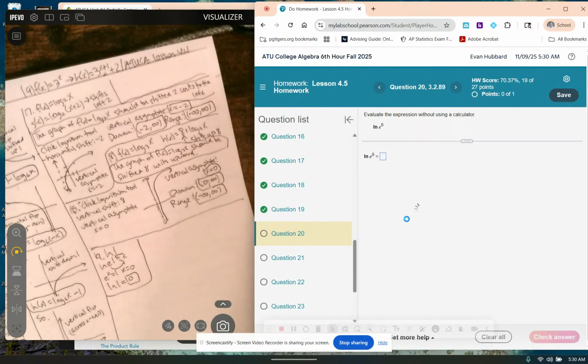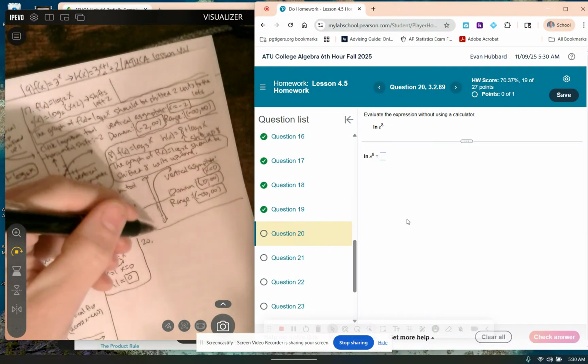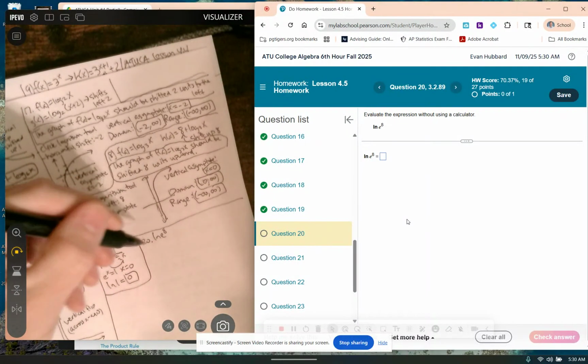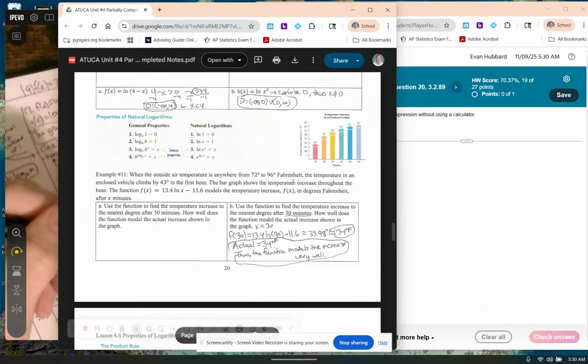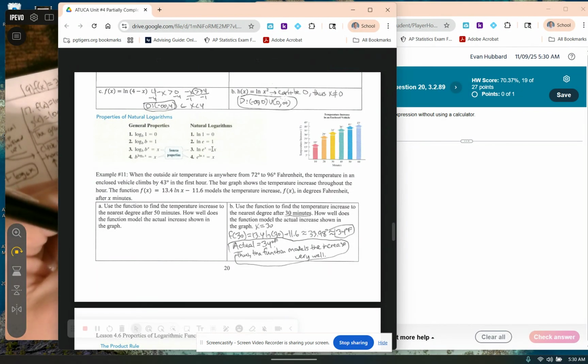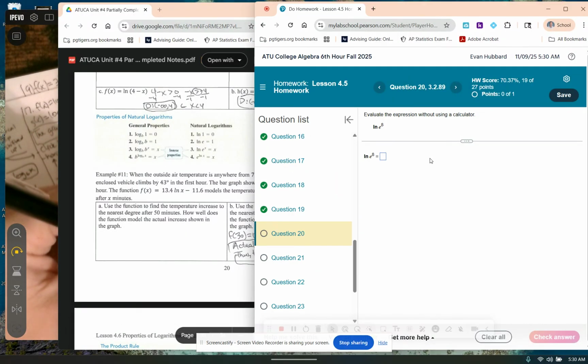All right, 20, we have ln e to the 8. Kind of like on the last one, in the notes you had one like this: ln e to the x equals x. It might be better if I just wrote down that property. So x would equal 8.